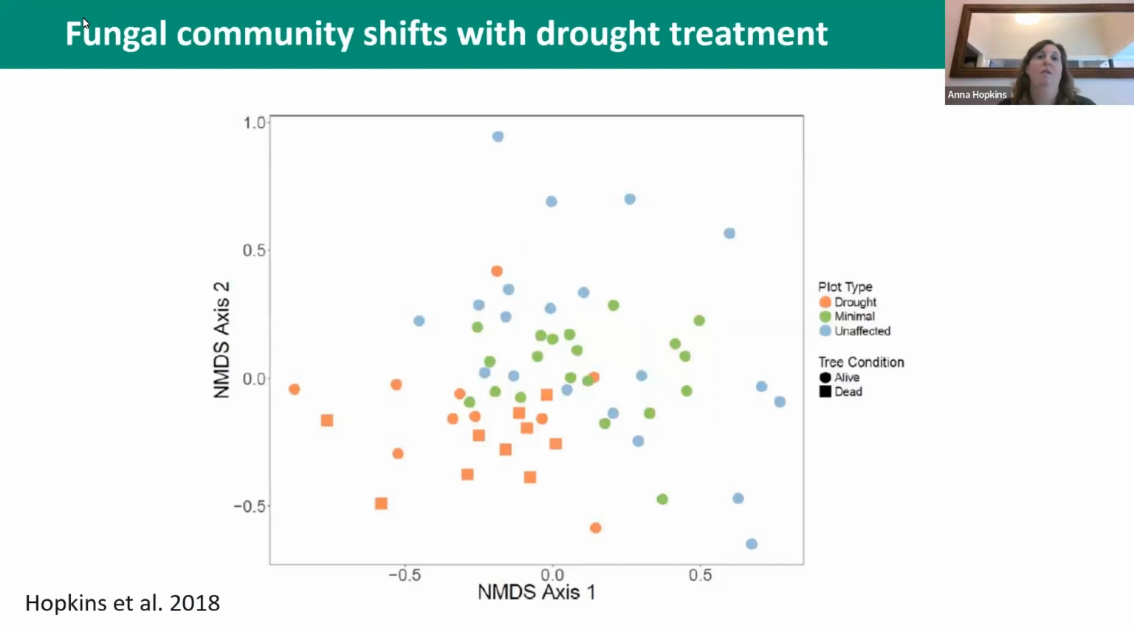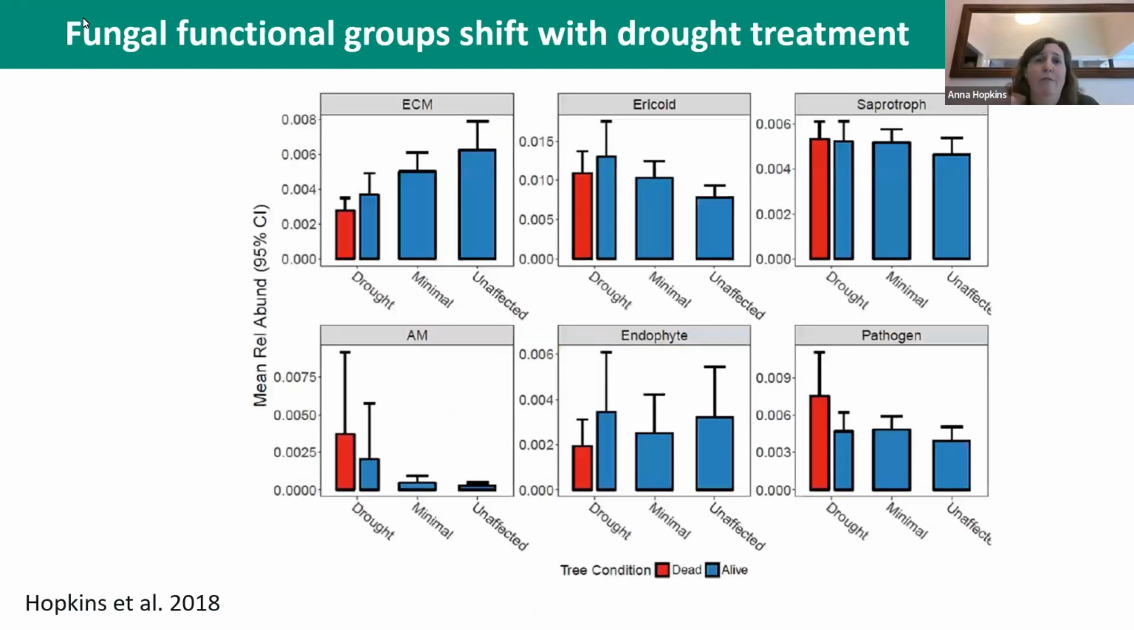When we looked at the community composition of those species in the drought sites, though, we saw a really clear pattern. So our drought sites in this figure are the orange ones, the minimally affected ones are the green ones, and then the unaffected controls are the blue ones. And so you can see there's quite a shift in community composition of those soil fungi as you're moving away from those drought sites. So that was really interesting, and we drilled down into that a little bit further and looked at how some of those different functional groups were changing. And we saw some really interesting patterns.